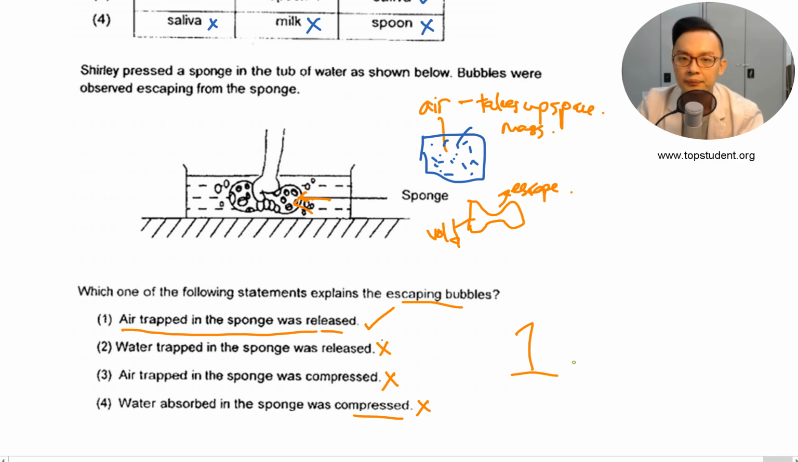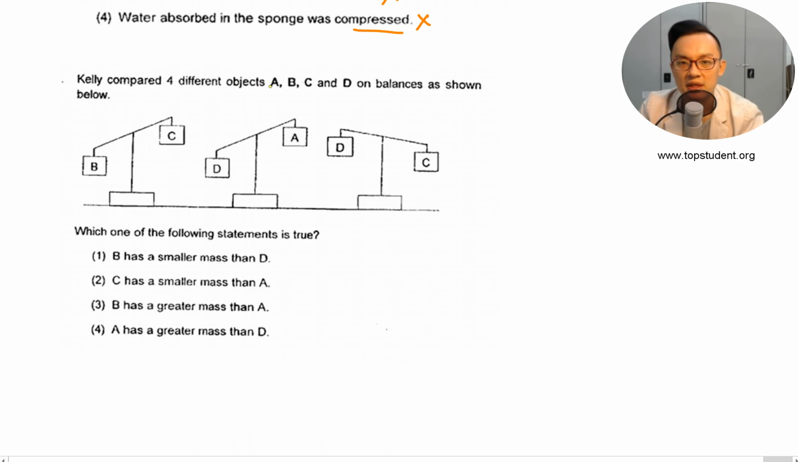So it's number 1. Kelly compared 4 different objects A, B, C, D on balances shown below. Every time I see this kind of question, it's very complicated.